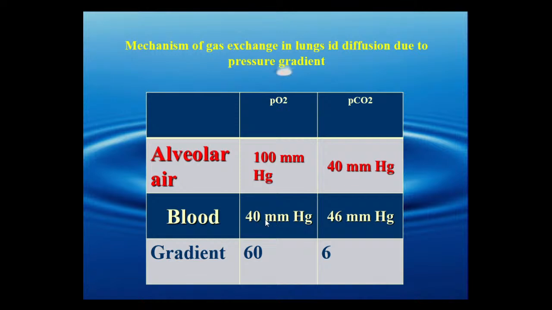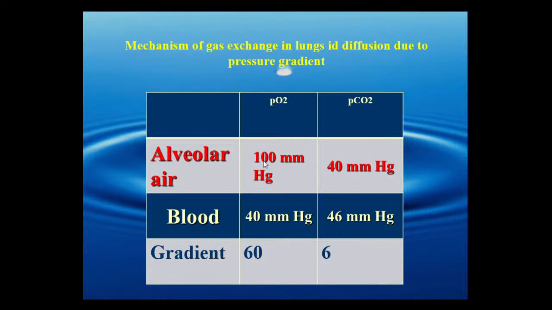Not venous, sorry, I told you here venous. In arterial end of capillaries here 40 millimeters of mercury. So we have such gradients for oxygen and for carbon dioxide. It's 60, it's easy, remember, 60 millimeters for oxygen and only 6 millimeters for carbon dioxide.